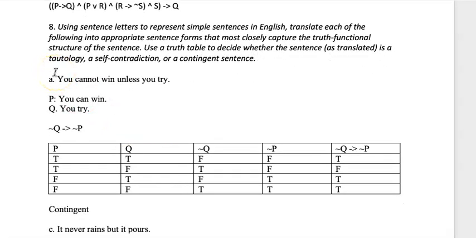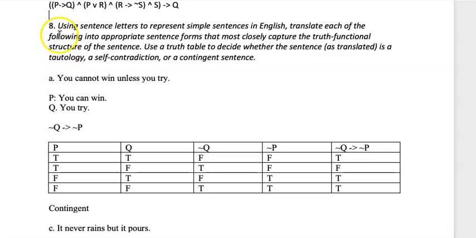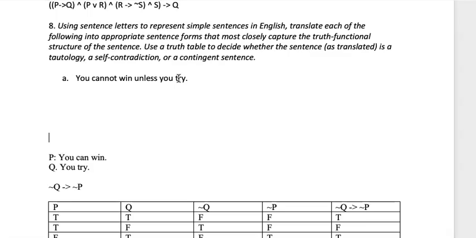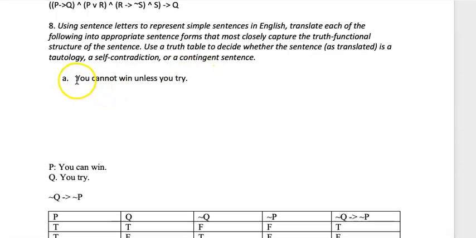Lastly, running out of time, but we're going to make it. So it just shows you, this is the question. Use the sentence letters to represent simple sentences in English. Translate each into the appropriate sentence form. And then use a truth table to decide whether the sentence is a tautology, a self-contradiction, or a contingent sentence. You cannot win unless you try.